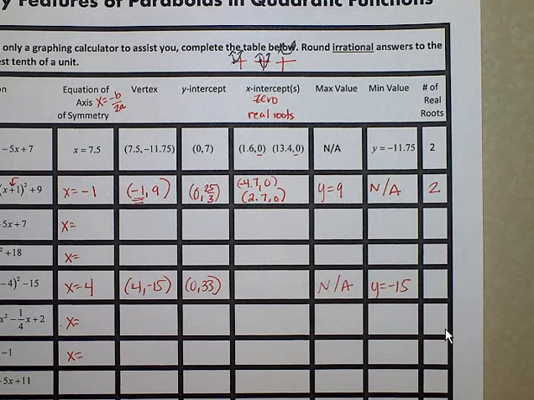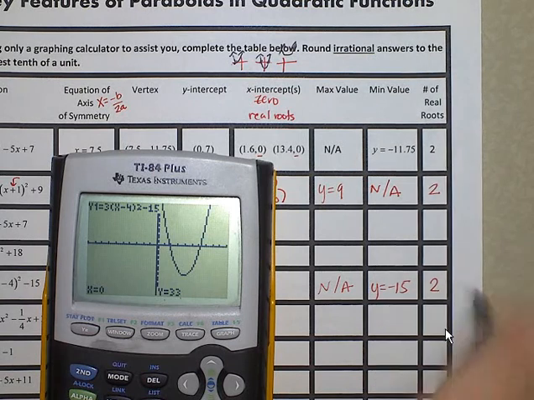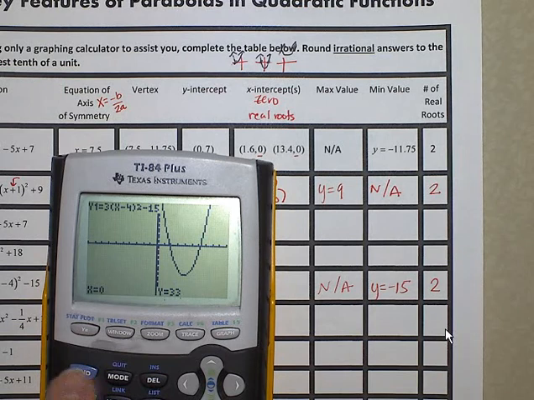How many x-intercepts do we see? Remember, that means there's 2 real roots. That means there's 2 zeros. So let's put a 2 over here. Now, how do we come up with those? Let's go second, trace, 0.